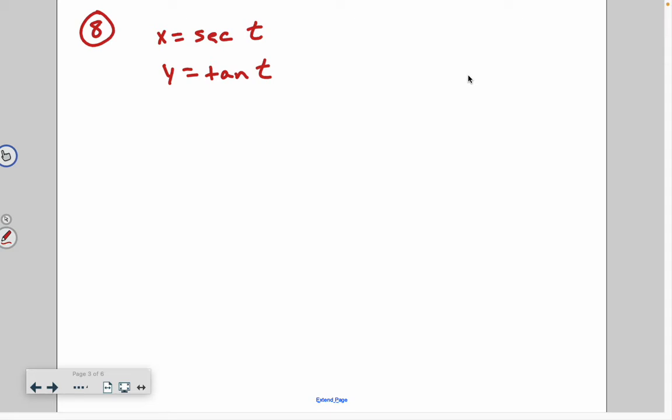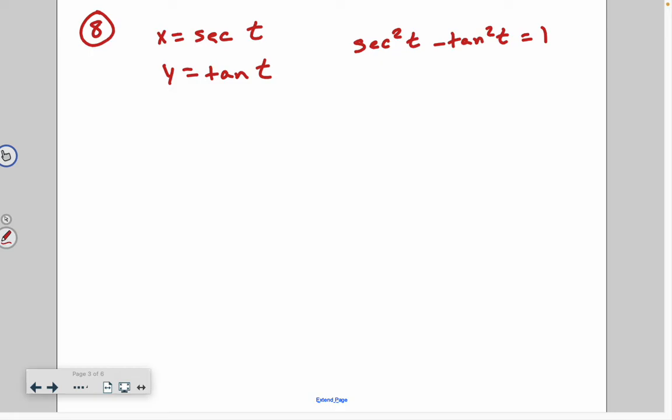We have an identity. If we take a look on your identity sheet, we have one that has both secant and tangent in it. It's one of the Pythagorean identities. Well, if we get secant and tangent on the same side, what we have is secant squared t minus tangent squared t equals 1. If you take that Pythagorean identity and just get the secant and the tangent on the same side, there's your identity right there.